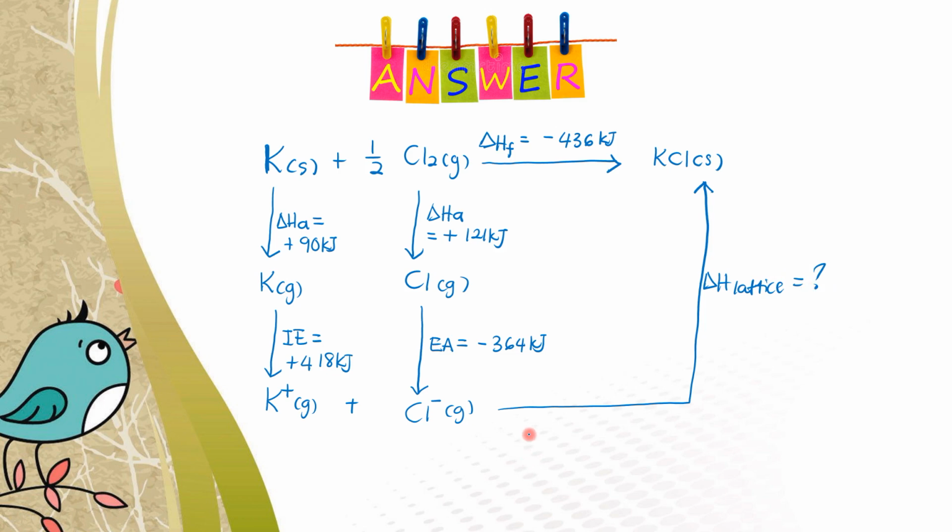Okay, next, tulis relationship. So delta HF actually is the sum of the other 5 enthalpies. So delta HA for potassium, plus IE, plus delta HA for Cl, plus EA, plus delta H lattice energy. So this is the relationship. And then substitute all the values.